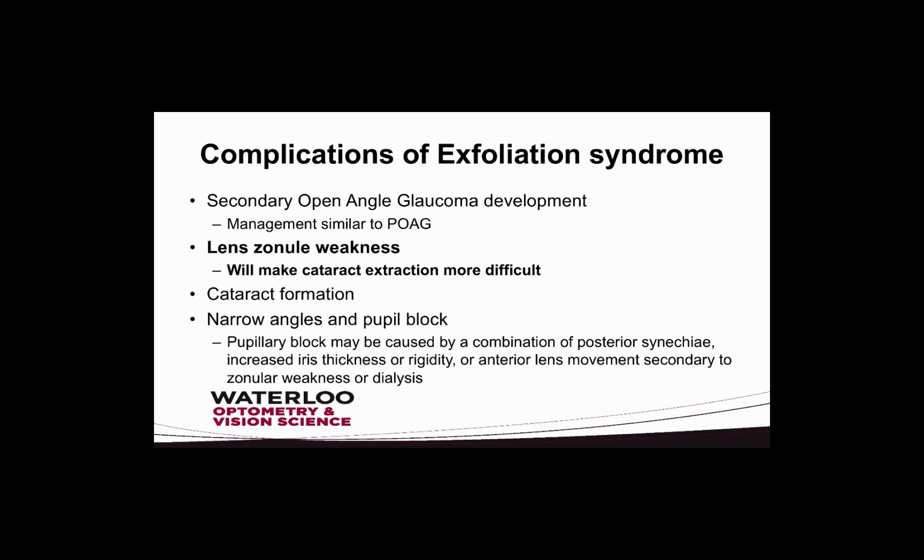So complications of exfoliation syndrome, we talked about open-angle glaucoma as being one, but there's also other risks as well, and this is why it's important that we don't miss exfoliation syndrome. For one, it can make cataract extraction more difficult because it loosens the zonules. It can also accelerate the formation of cataracts. And there's a component of patients that have exfoliation syndrome that will end up with narrow angles and a greater pupillary block effect. So it could potentially turn into a narrow angle glaucoma and not just a secondary open angle glaucoma.